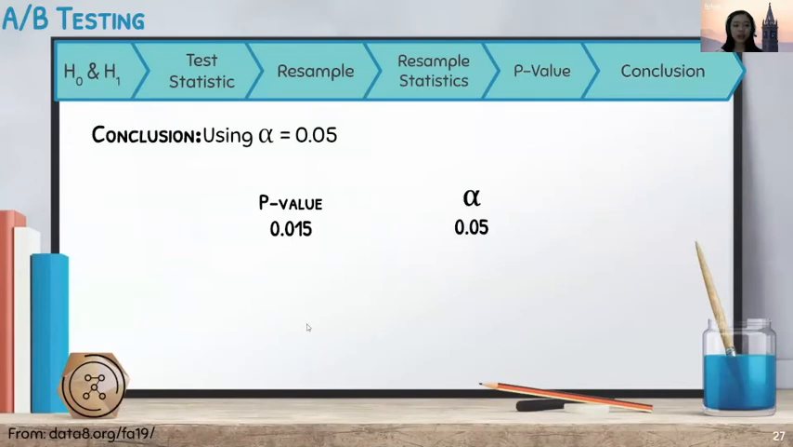After that, we're going towards the conclusion, which is the last step of hypothesis testing. Remember that to be able to conclude our test, we need to define our significance level. In this case, let's choose 0.05 as our alpha. And since 0.05 is greater than our p-value, then we would reject the null.